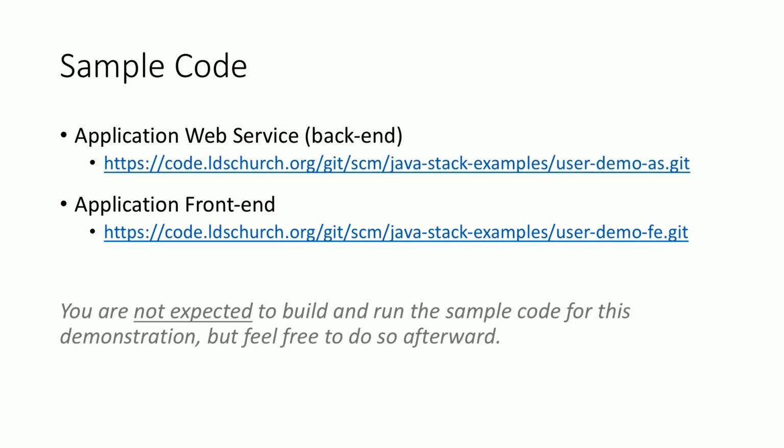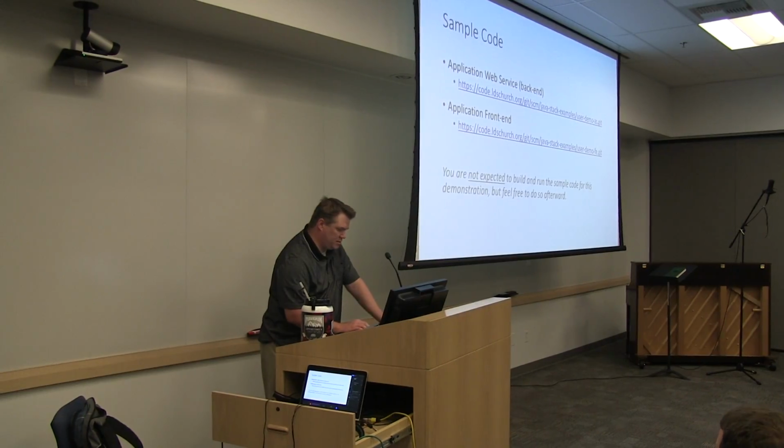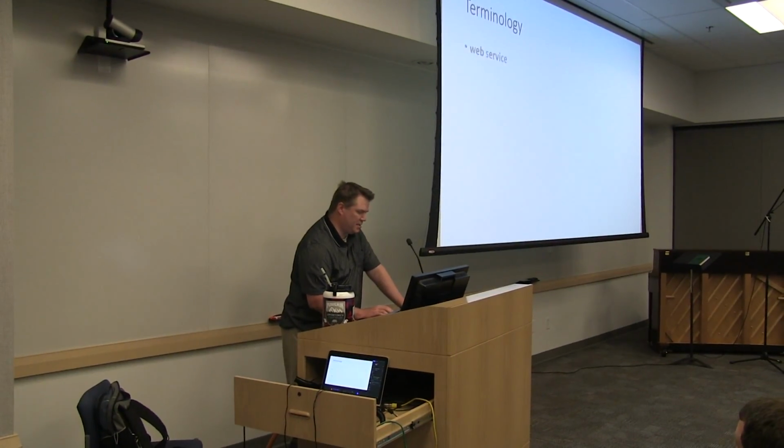So the sample code, you're not expected to run and build this. We don't really have time for this to actually be a lab today. But the sample code is out in Stash. The primary code that we'll be looking at is in the application service. There will be some things in the front end application as well, but mainly it's just flipping switches. But as I said, you're not expected to run it today. We'll just kind of walk through it.